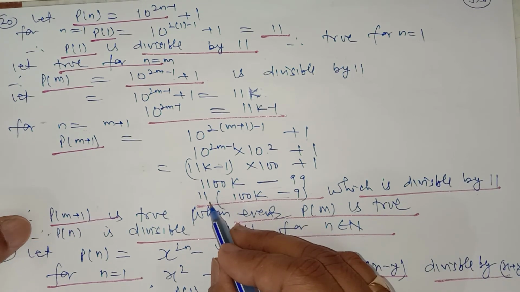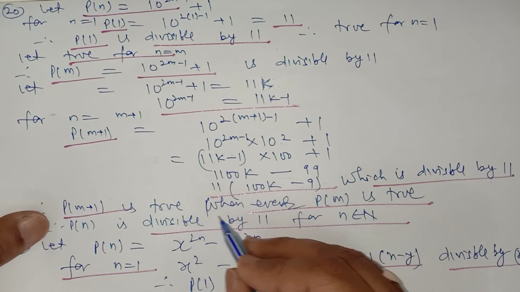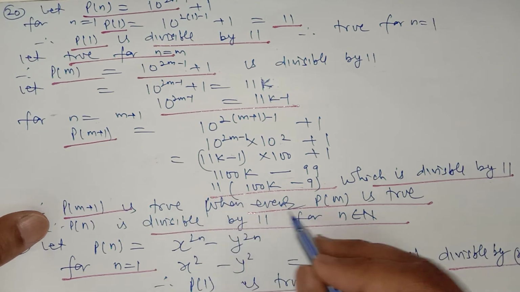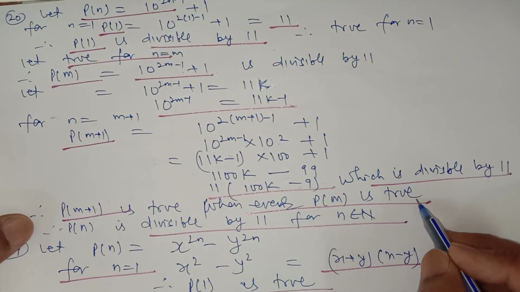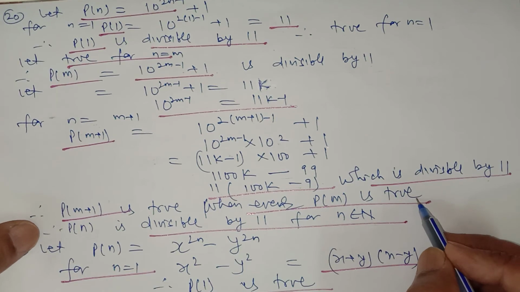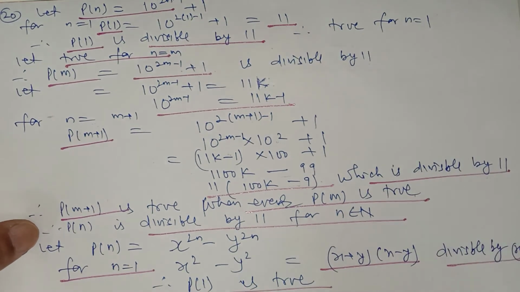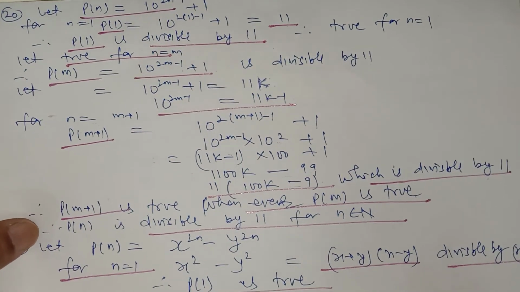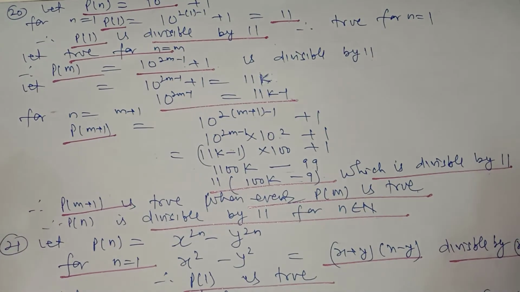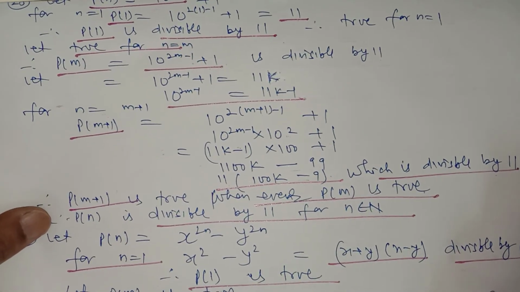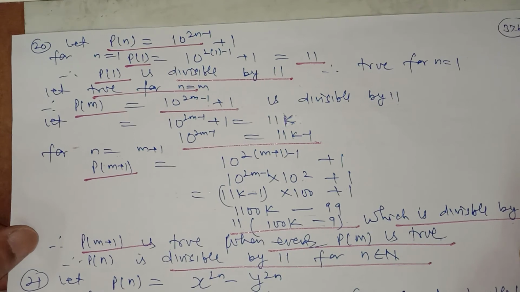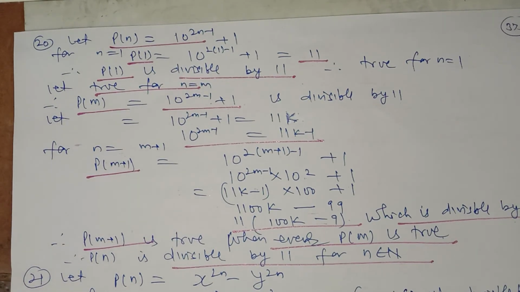So we can say that this statement is true for n is equal to m plus 1 whenever it is true for n is equal to m. And therefore, this Pn is divisible by 11 for all natural numbers. So this is the question number 20 or 19. We'll discuss it later on.